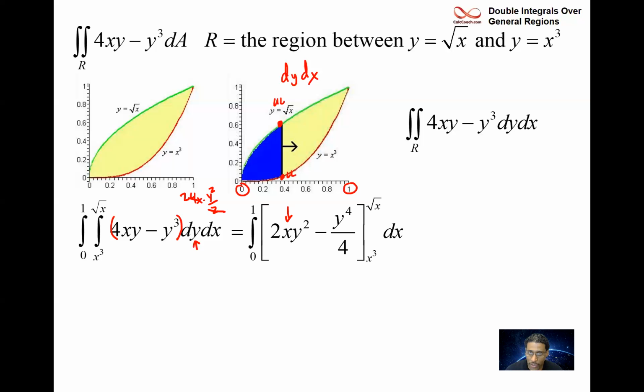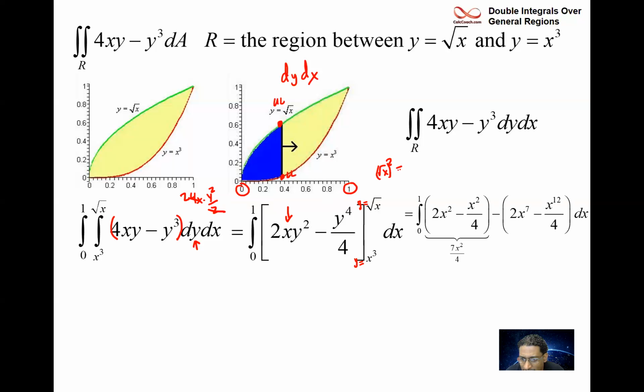Okay, you do that integration, and now you have bounds that are functions. If it helps you, you can put in what the function is, like y equals root x and y equals x cubed, just to remind yourself that you are replacing y. Your y will be replaced by root x for the upper limit. Your y will be replaced by x cubed for the lower limit. And so the root x gets squared.